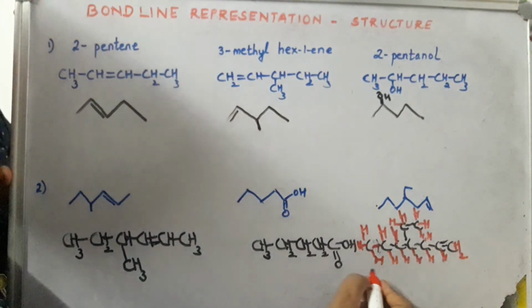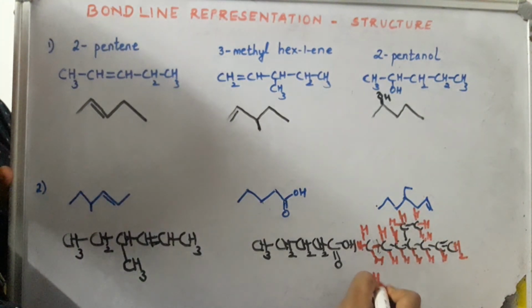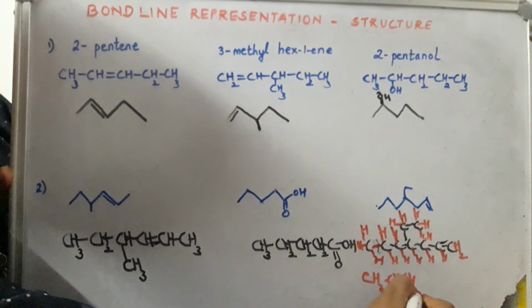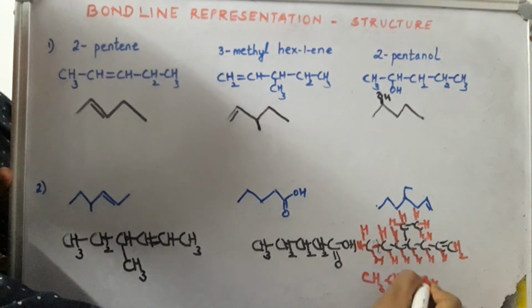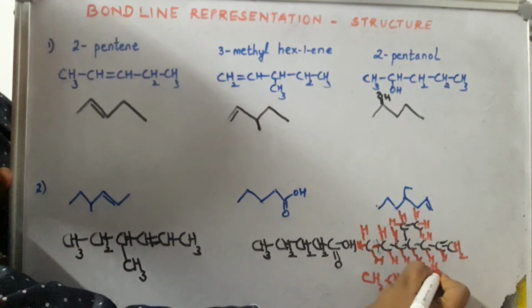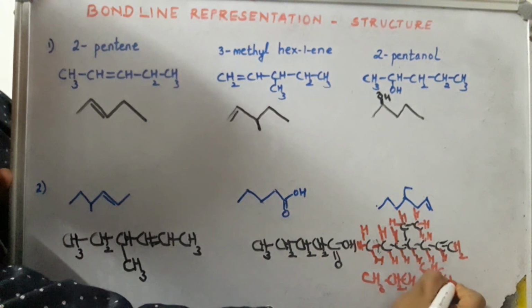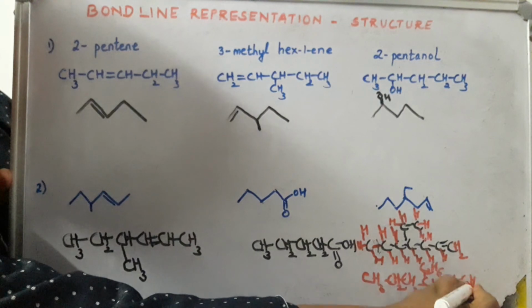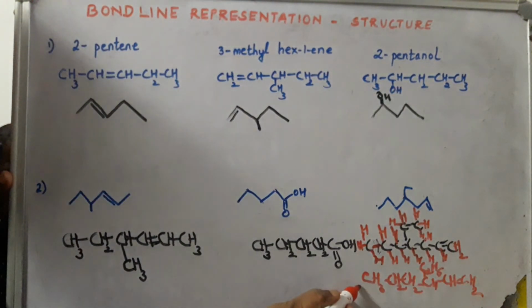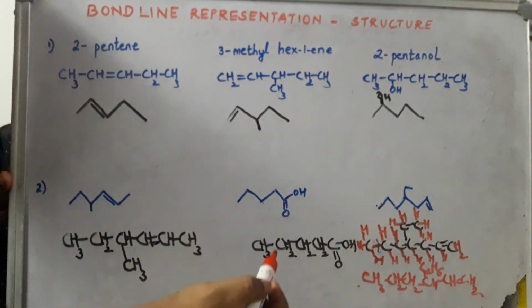So its structure becomes CH3, CH2, CH2, CH, and on that there is C2H5, and CH double bond CH2. So this is how the structural formula for this bond line notation is.